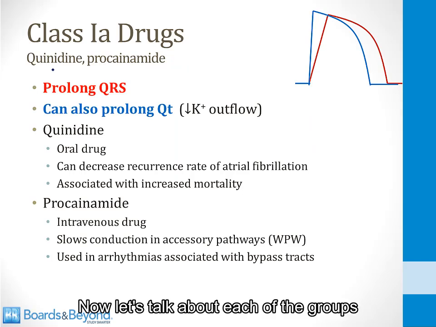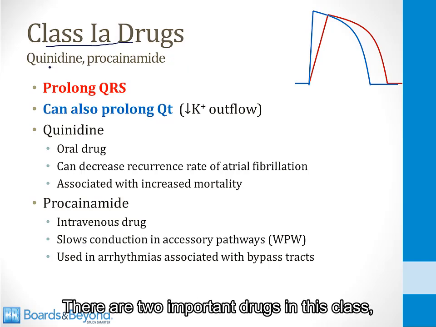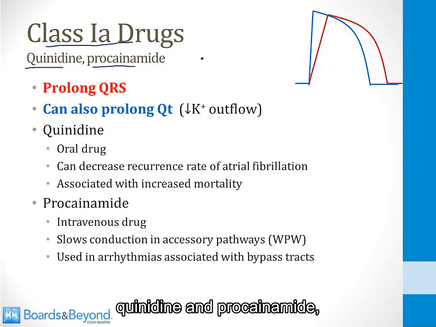Now let's talk about each of the groups of class 1 drugs in more detail. We'll begin with the class 1A drugs. There are 2 important drugs in this class, quinidine and procainamide, and remember that this is the depiction of their effects on the action potential.